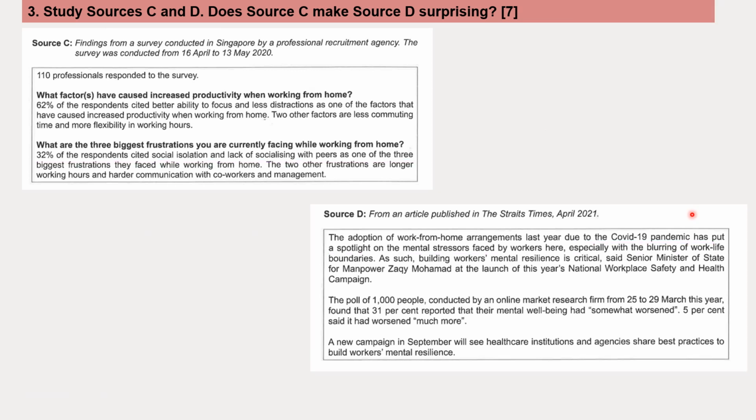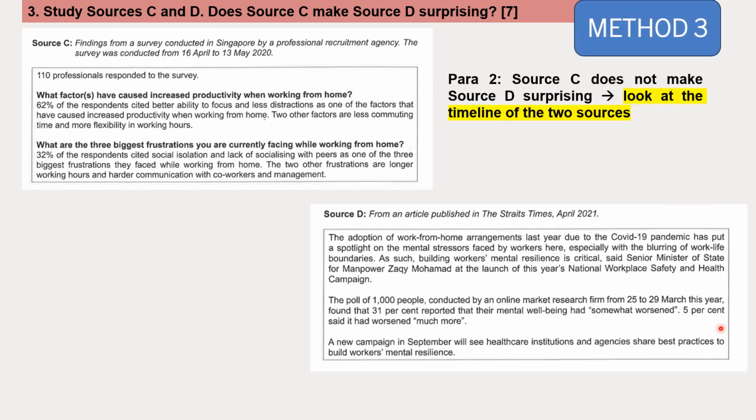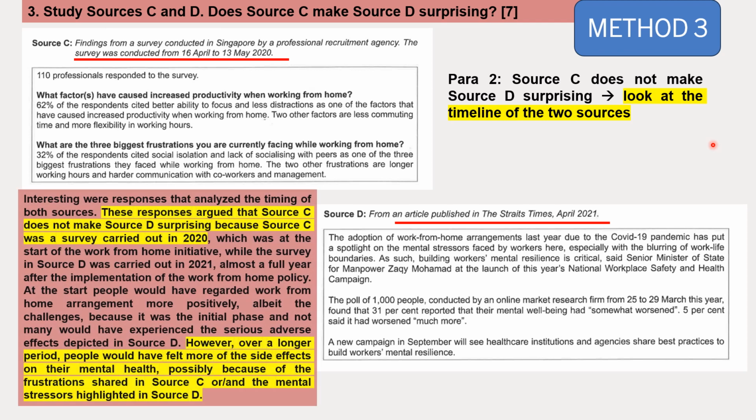Now, how about method 3, the unique method that I was telling you? The unique method of method 3 is to look at the timeline of the two sources. If you look at the timeline, source C was mentioned in 2020, whereas source D is mentioned in 2021, which is 1 year after the whole process of working from home. So it is interesting because the very fact that source C is positive is not surprising, because this was taken at an earlier stage of working from home, whereas source D was taken at a later stage.